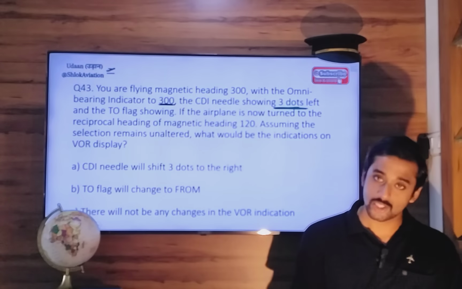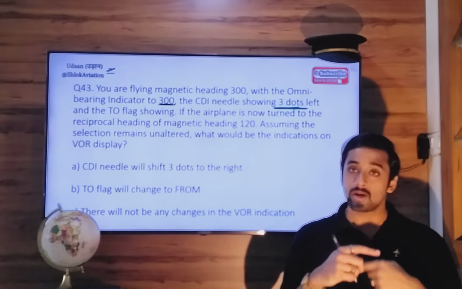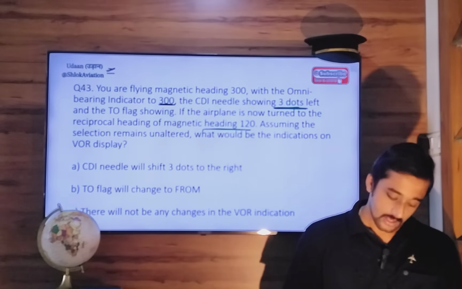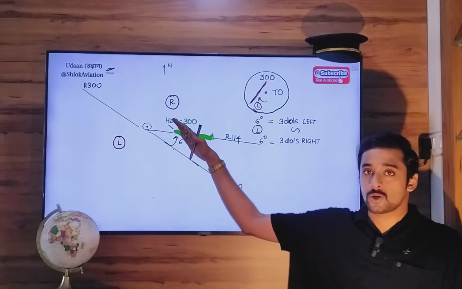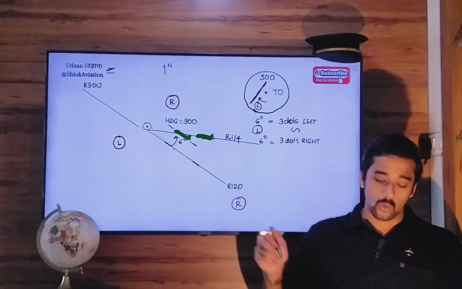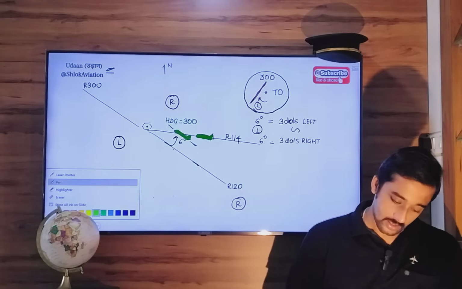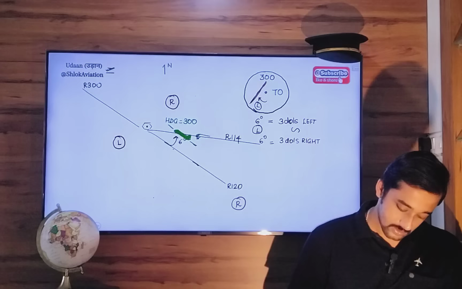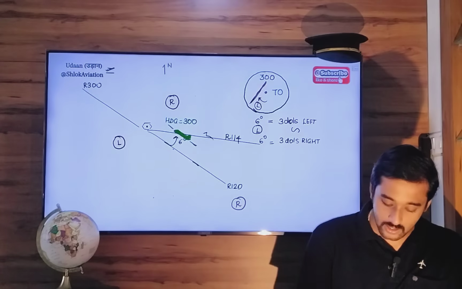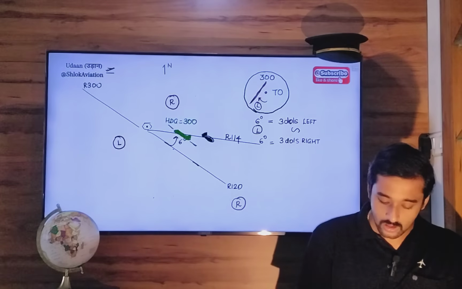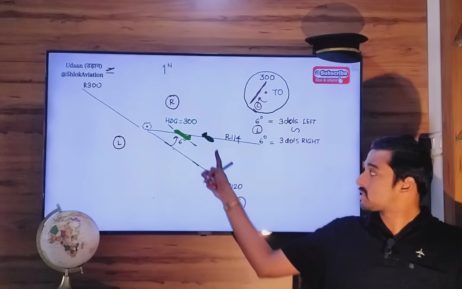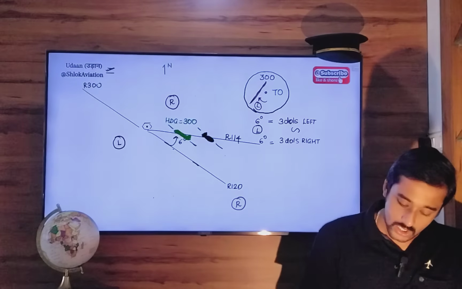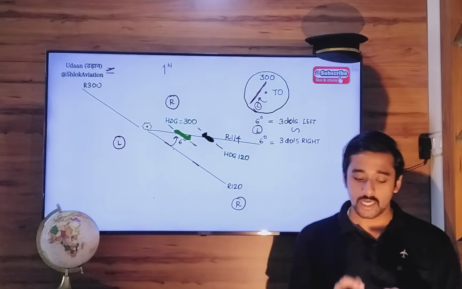Now the second part of the question states your aeroplane is now turned to a new heading of 120. So that means from a heading of 300, now you have turned your aircraft to a heading of 120. So that means the new heading of your aircraft is 120. So it will look something like this. 120 will be parallel to this radial 120.